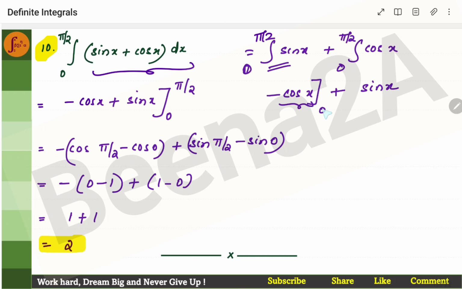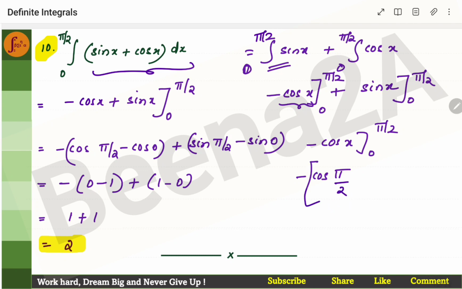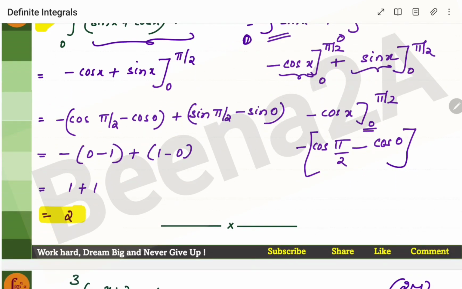Now you apply the limits. So individually you have to do this. So it will be minus cos x. You are applying the limits. So it will be minus cos pi by 2. Put this minus outside. Cos pi by 2 minus cos 0. Then similarly you have to do for sin x. You have plus, put a bracket. Sin, instead of x you put pi by 2. Subtract, instead of x put 0.